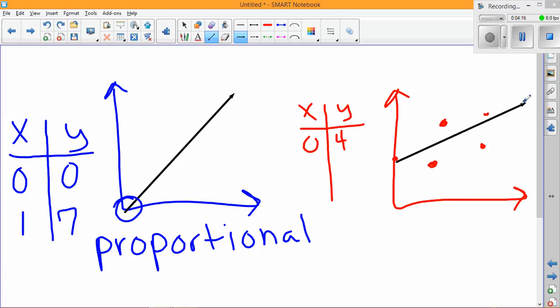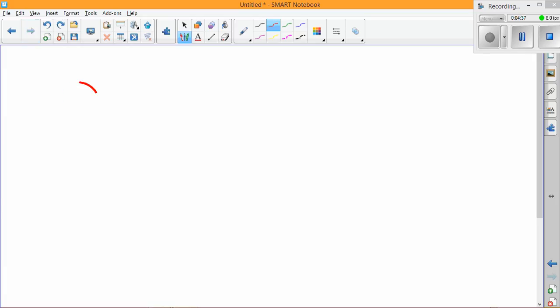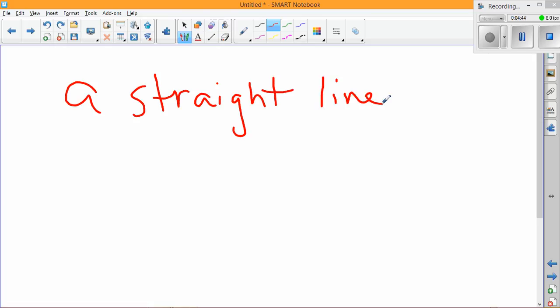We can draw a line of best fit, but that's not what we're asking. We're asking, can we graph the table onto the graph and spot right away if it's proportional or non-proportional? So the two things you are looking for are a straight line and that it starts at the origin.